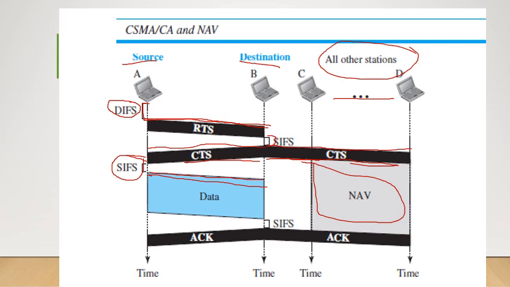So during this time, only in this space, only A and B can communicate, or A can transmit the data to B. Once B has received the complete data, it will again wait for SIFS, that is short interframe space, and then it will send the acknowledgement.